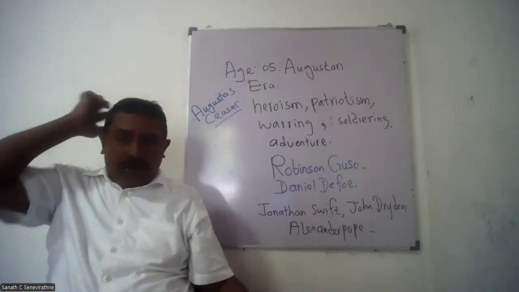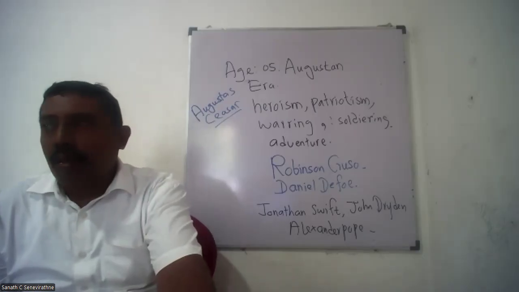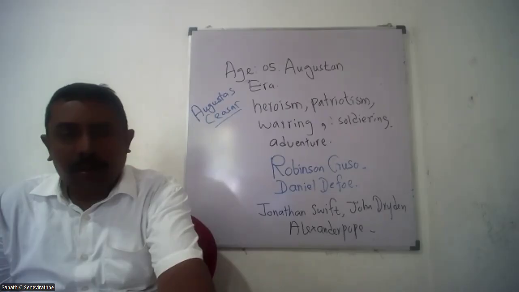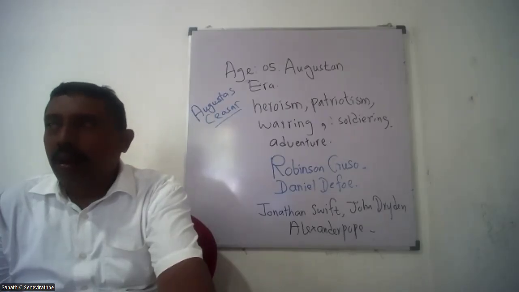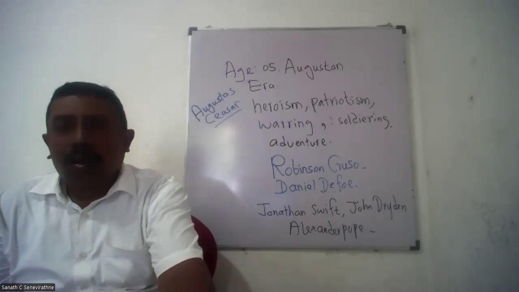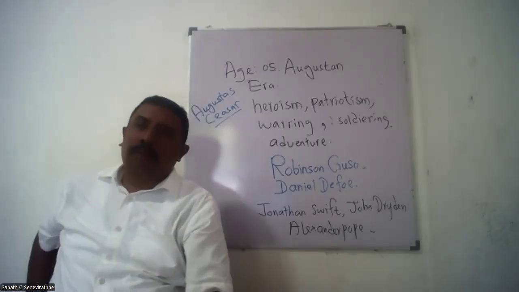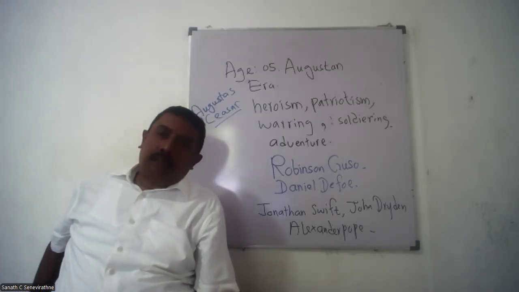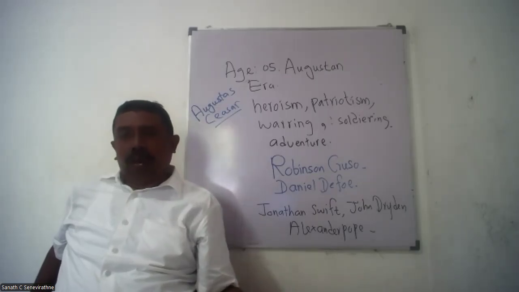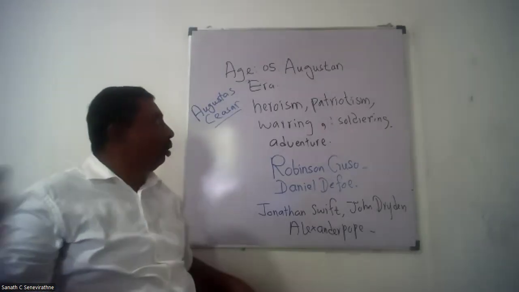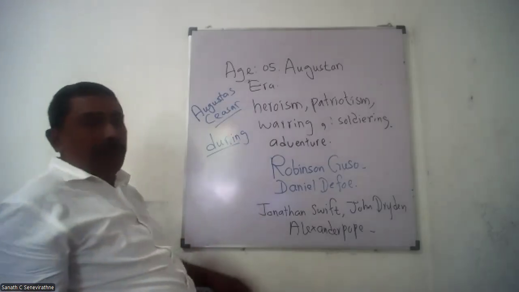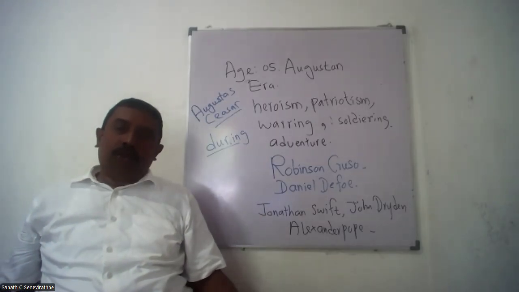The fifth age of English literature in England is called Augustan Age, of the 18th century. During this period, during means... we pronounce it as during, not during.